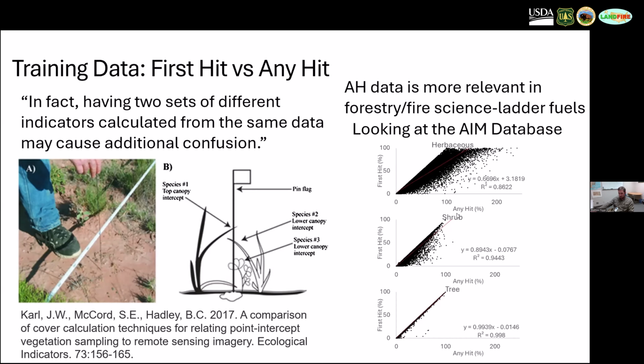The further up the canopy you move, the more and more agreement there is, which would make sense. There's not going to be a lot of things overlapping a tree. So the first hit and any hit data are more synonymous with tree cover, less synonymous with shrub cover, and even more disagreement with herbaceous cover.